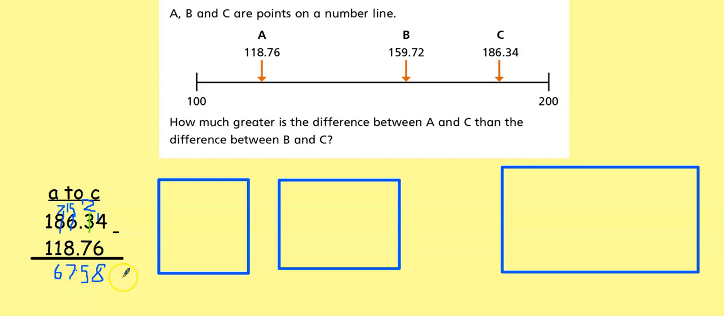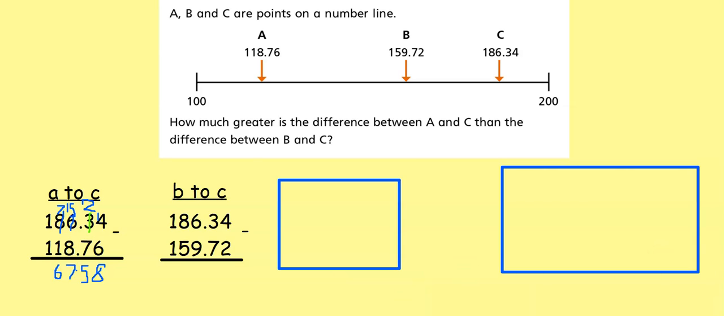It's 67.58. Now if we read the next part of the question, we then need to work out the difference between B and C. So this smaller gap here, the difference between 159.72 and 186.34. So then we would have to do that, and the calculation would be this, 186.34, and we need to take away 159.72. So again, this is another chance to make a mistake, because we first of all have to write down the digits correctly, then perform the calculation.